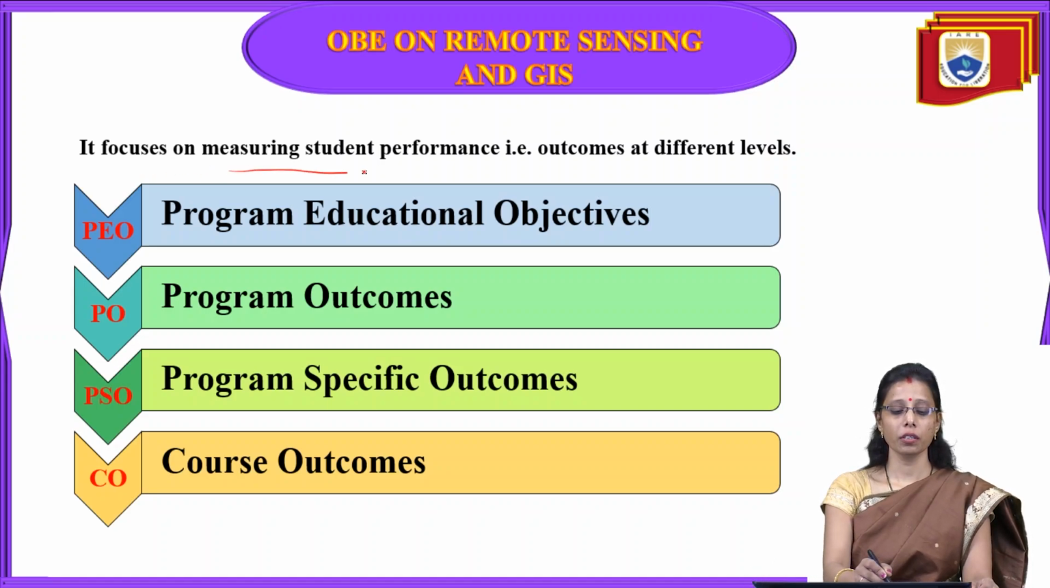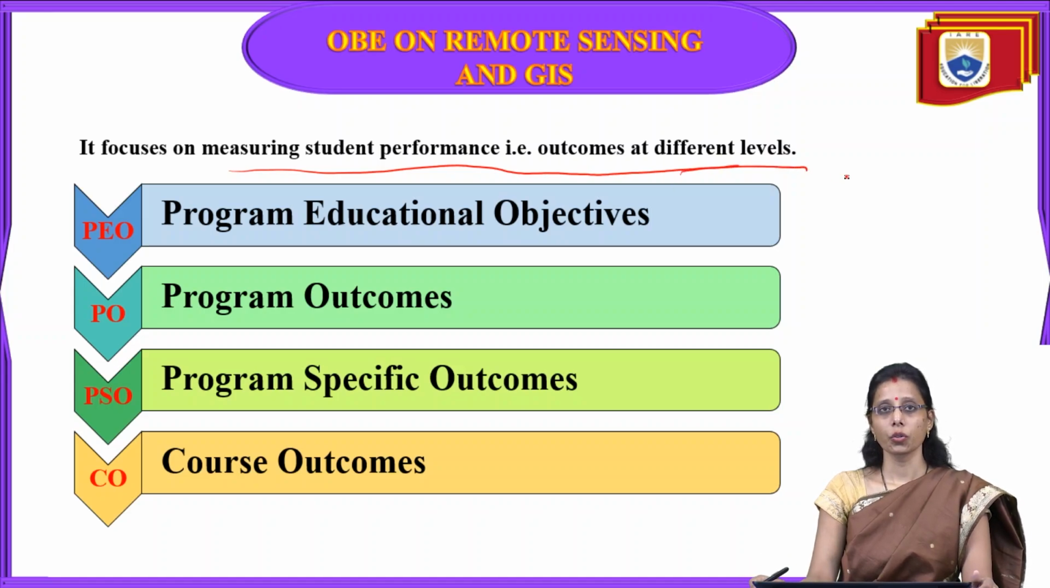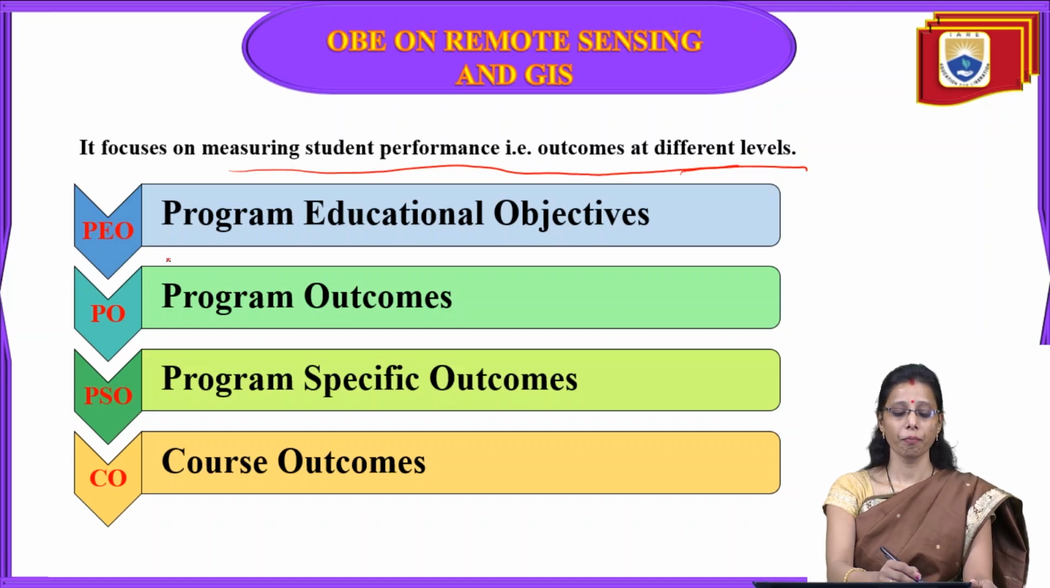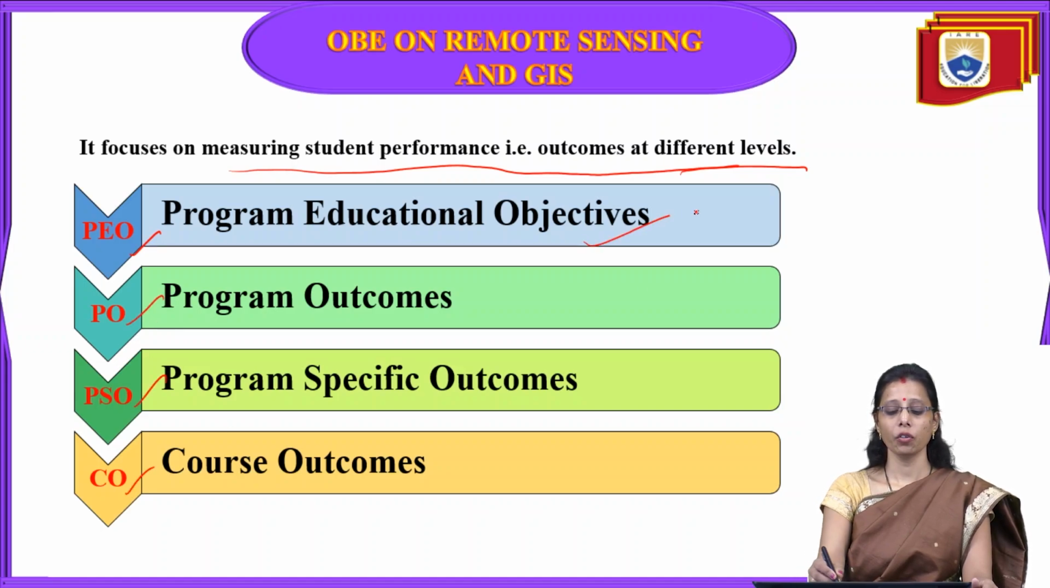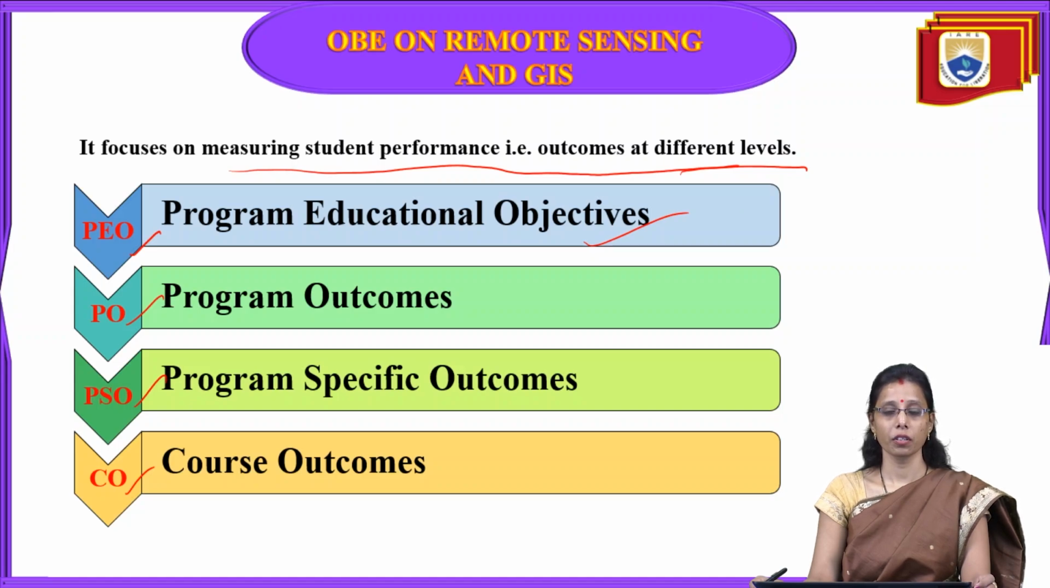Now, focusing on measuring student performance, that is, outcomes at different levels. How do we measure student performance with the different outcomes? We have PEO, PO, PSO and CO. What is PEO here? PEO is Program Educational Objectives, used to measure the different levels of the students' performance.